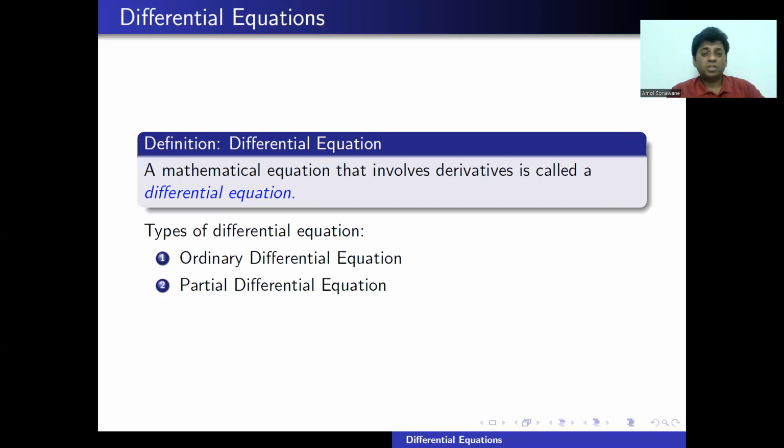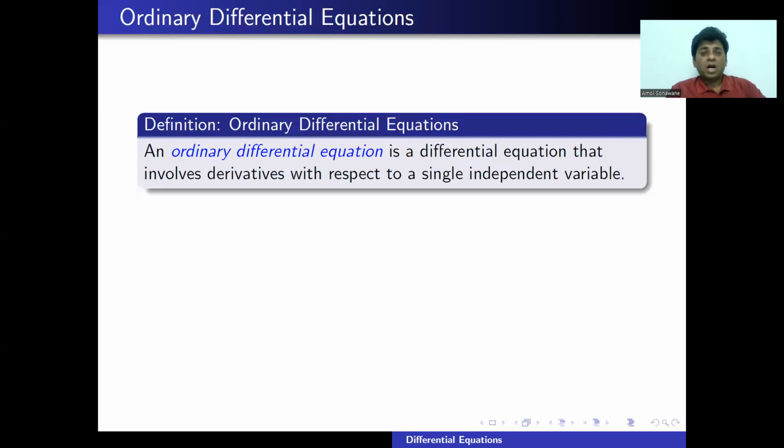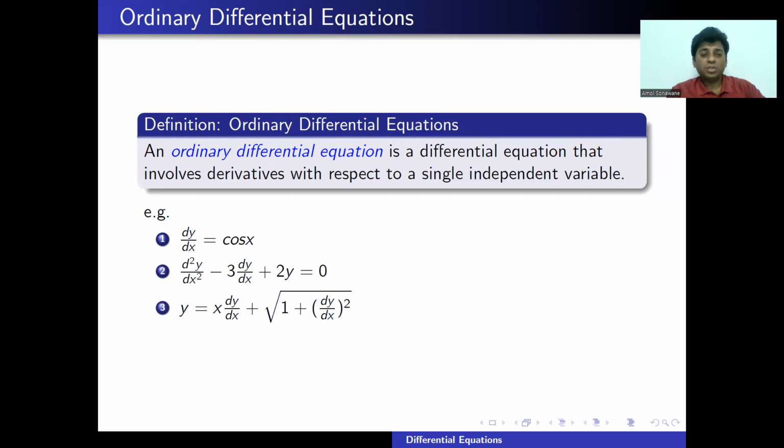Let's see what is an ordinary differential equation. An ordinary differential equation is a differential equation that involves derivatives with respect to a single independent variable. For example, dy by dx equal to cos x; d2y by dx square minus 3 into dy by dx plus 2y is equal to 0; y is equal to x into dy by dx plus under root 1 plus square of dy by dx. We can see that all these are examples of ordinary differential equations, since there is only one independent variable, that is x.